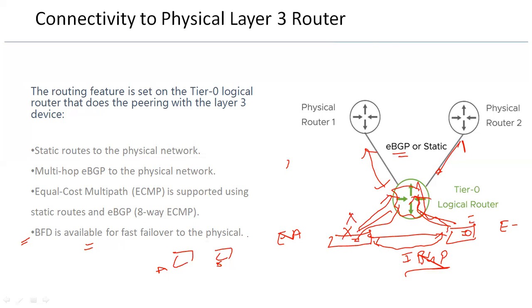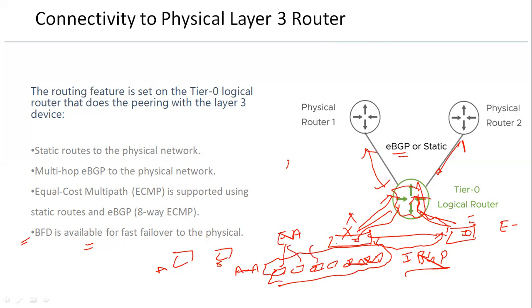When we say ECMP, ECMP is an active state. In ECMP, we need at least two edge appliances, or it could go up to 8 appliances, where the routing will be distributed across all the edge appliances.